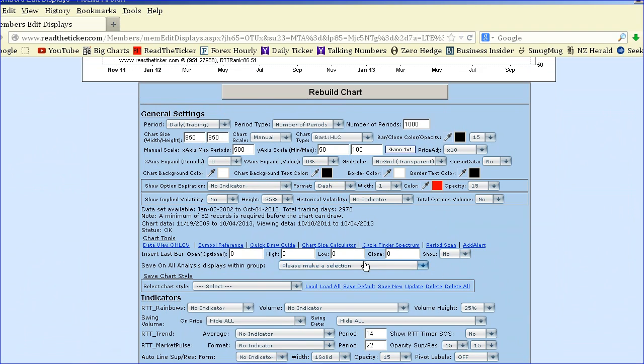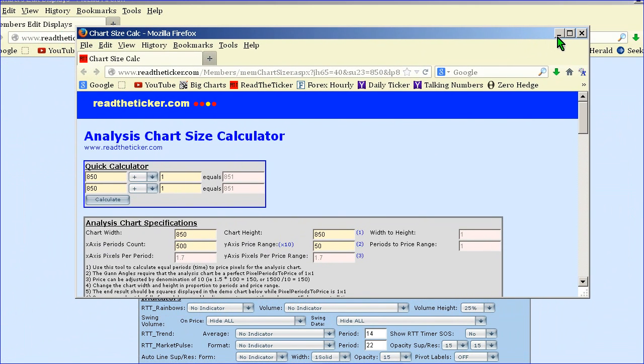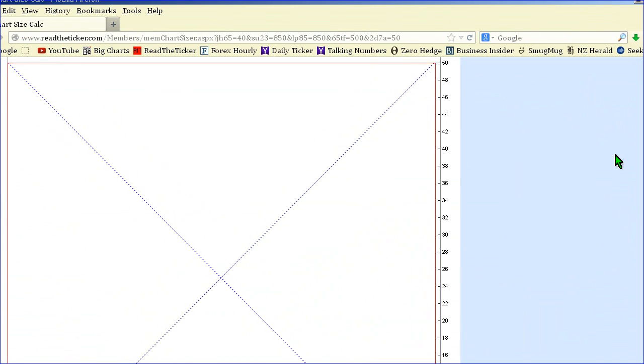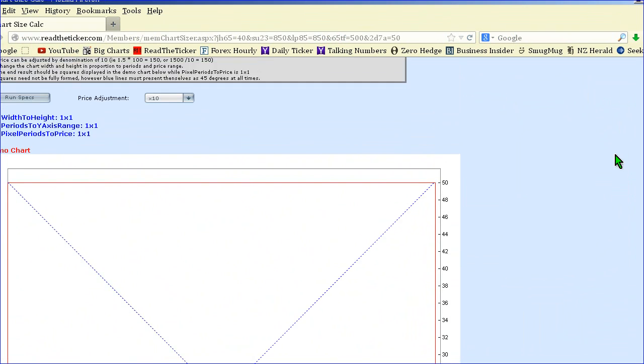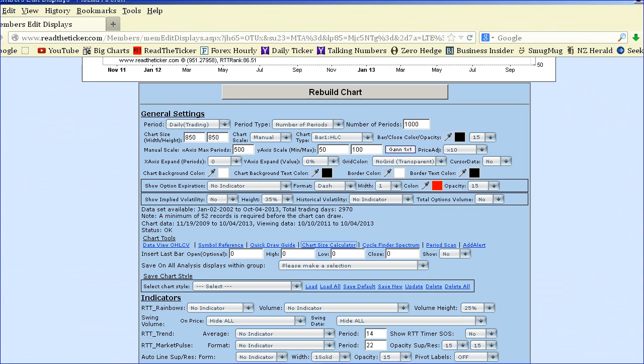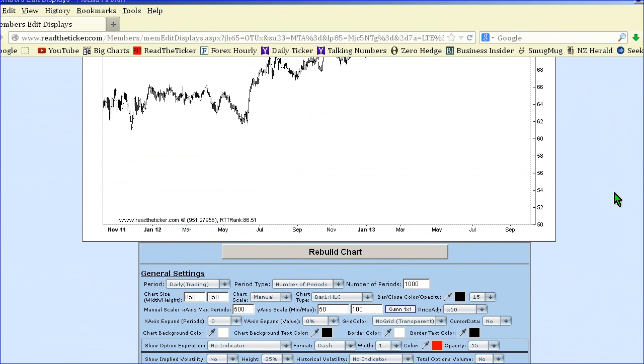So at the moment, I'll show you, I'm opening up the chart size calculator. This is designed for the Gann Angles squaring. I'll bring this over here. You'll see that I've got a perfect square. This is a visual impact of what the chart looks like, a square. So I want to see two squares side by side.